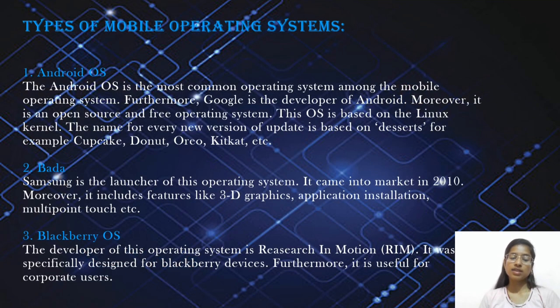The first is Android operating system. The Android operating system is the most common operating system among the mobile operating systems. Google is the developer of Android. Moreover, it is an open source and free operating system. This operating system is based on the Linux kernel. The name for every new version of update is based on desserts. For example, cupcake, donut, Oreo, KitKat, etc.